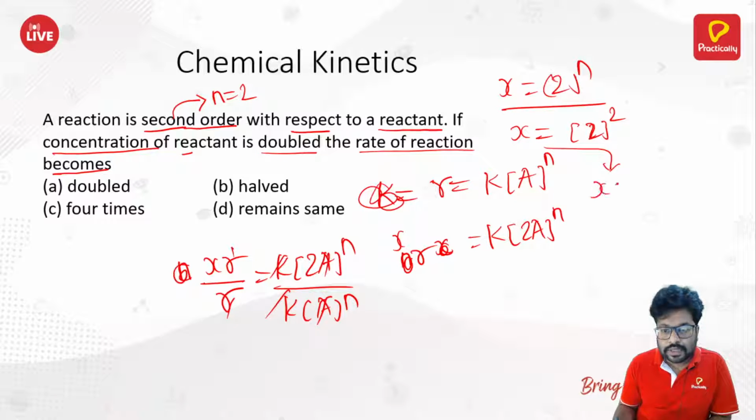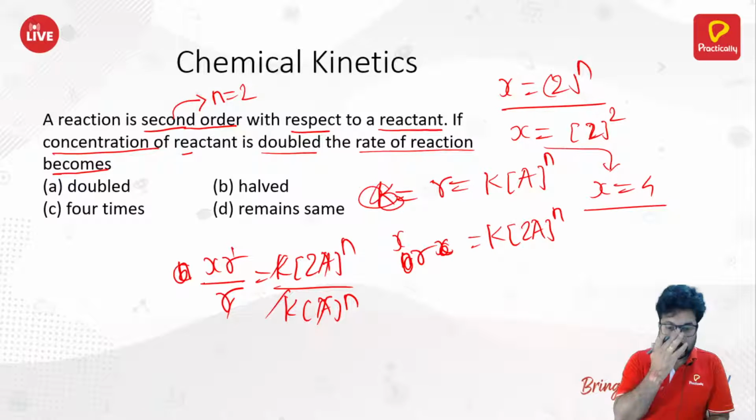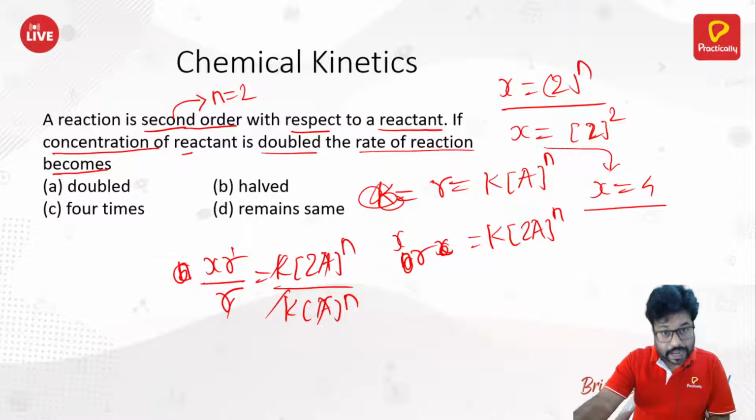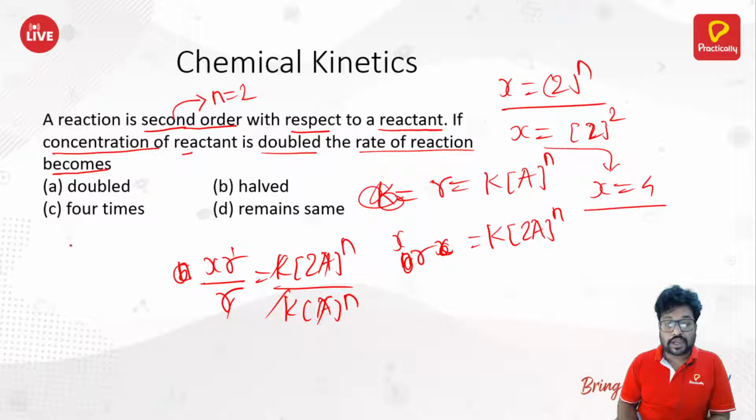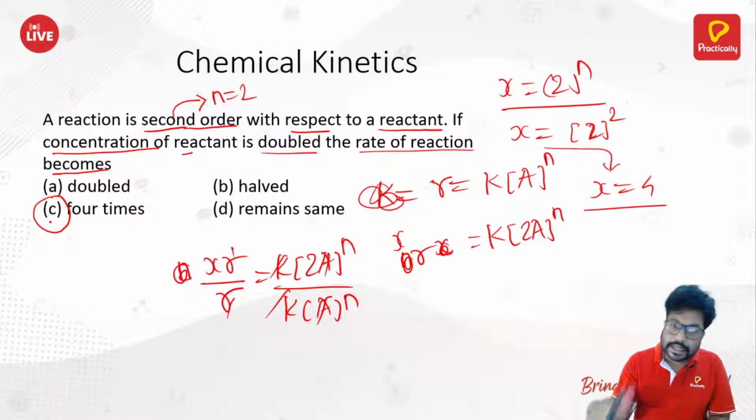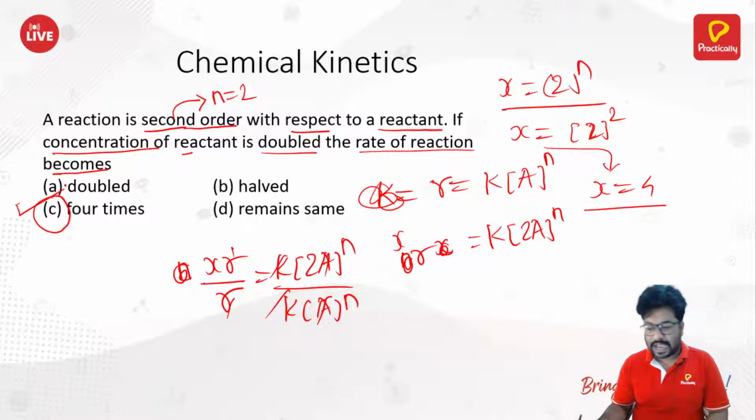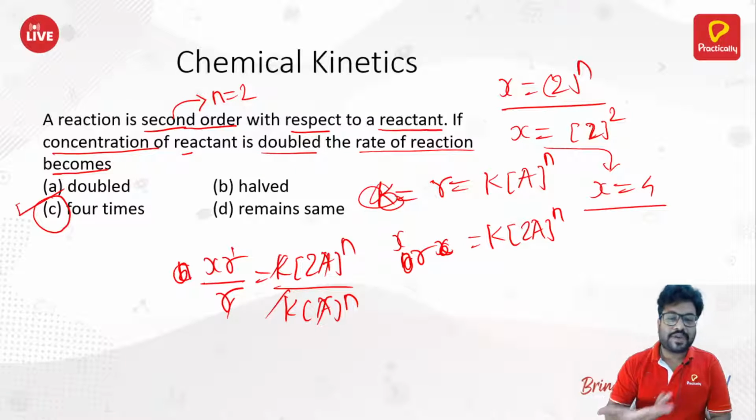And 2 raised to 2 is how much? That is why when the reaction is second order with respect to reactant, if the concentration of reactant is doubled, the rate of reaction should become 4 times. That is why in this case, the answer has to be C, 4 times. Okay. I hope it must have been pretty much clear to you. So moving ahead with this.